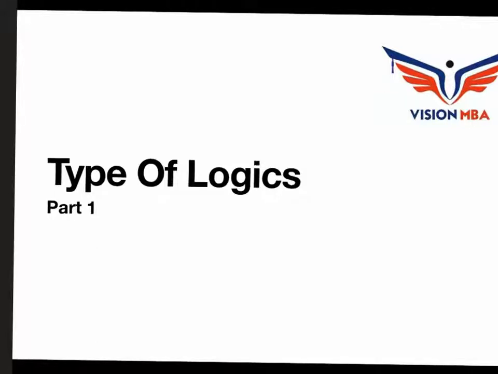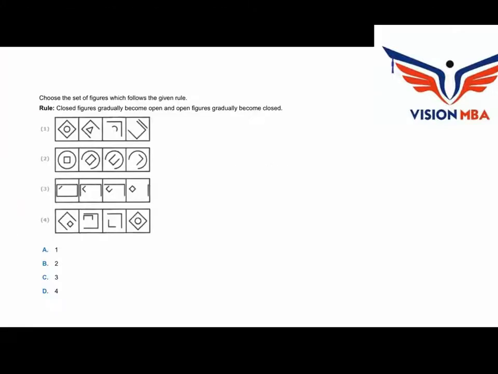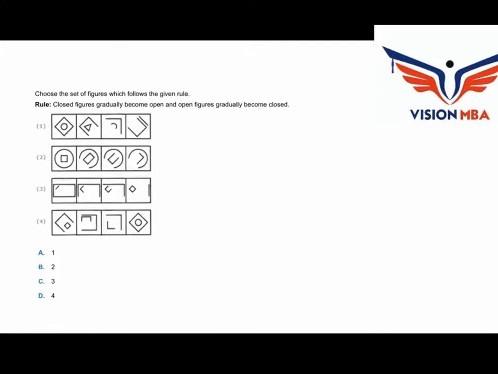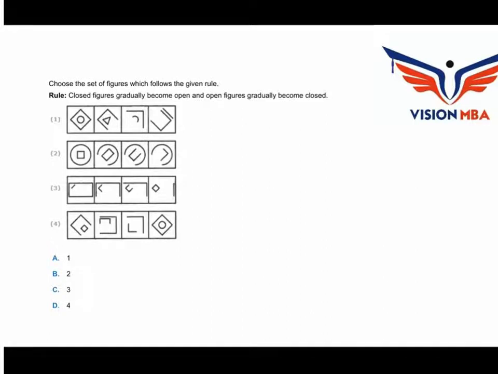So let's get started. Now guys, in these kinds of questions, all you have to do is read the instructions and choose the set of figures which follows the given rule. Now what is the rule? The rule is mentioned below that. Closed figures gradually become open and open figures gradually become closed. So what you have to do is select the series where the closed figures are opening and open figures are getting closed. Based on that, you have to select the answer.